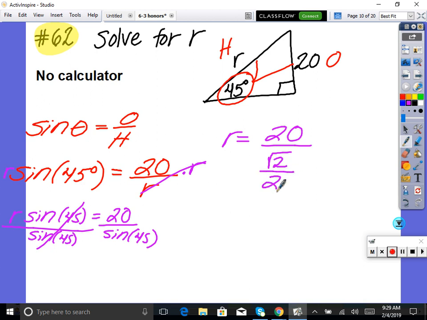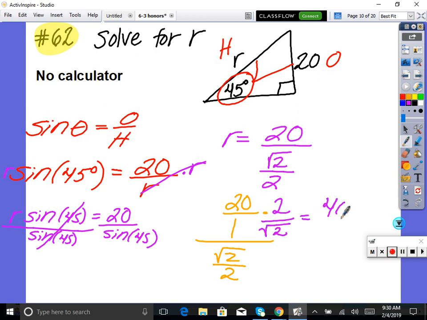But then that answer's not simplified. Now, I recommend from here on out, people, writing in your ones, meaning that's 20 over 1 divided by root 2 over 2. So now dividing fractions is easy as pie. Yep, so 2 would go on top, root 2 would go on bottom. So wouldn't that be 40 over root 2? Good, so you're saying we need to rationalize root 2. So then we have 40 root 2's over 2, which is 20 root 2's.